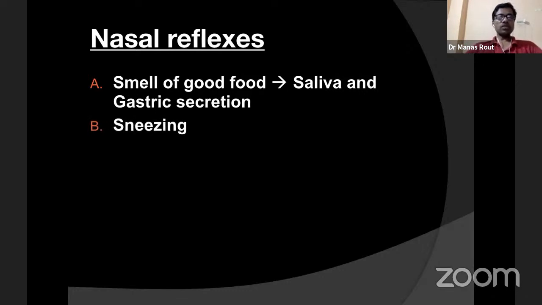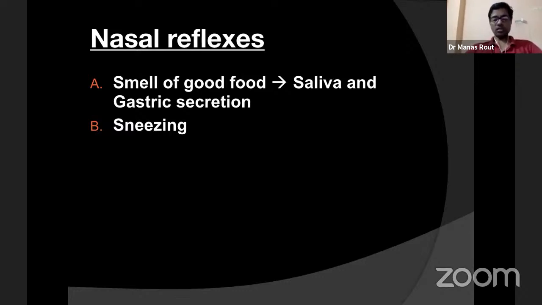Now coming to B, sneezing, which we have already discussed. When bigger particles are trapped at the level of the vibrissae or the nasal epithelium, they irritate the nasal cavity and violent sneezing occurs, and the particles are expelled out forcefully from the nasal cavity. It has a protective function also.